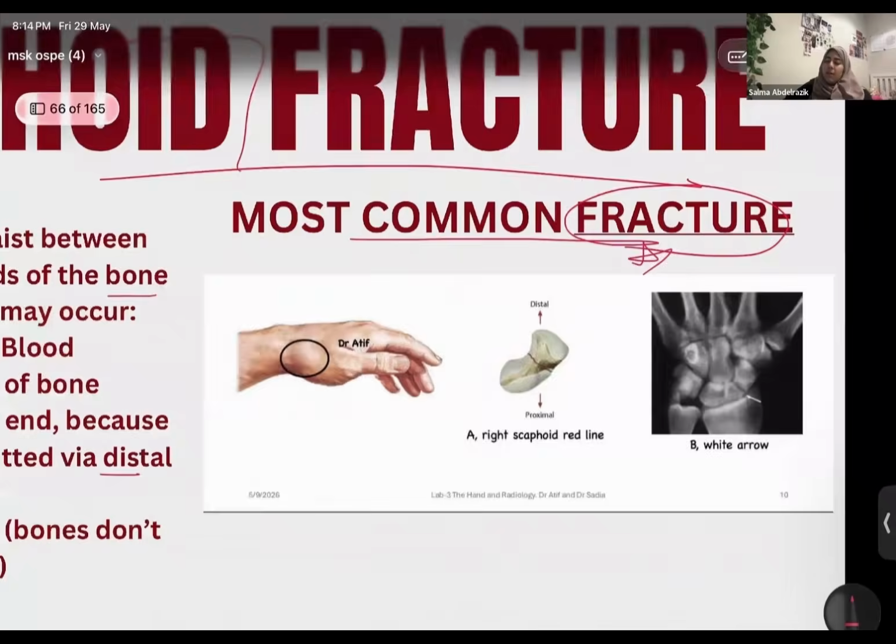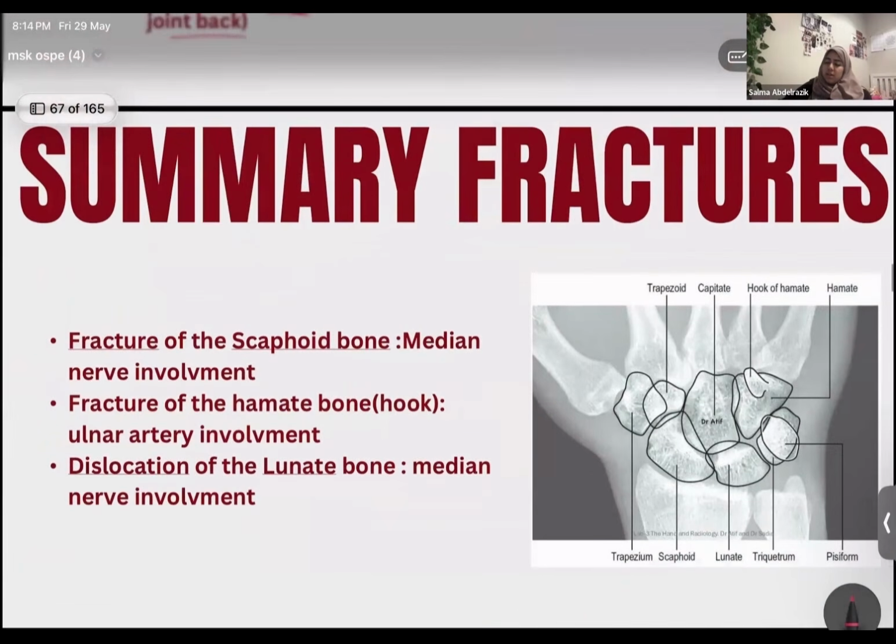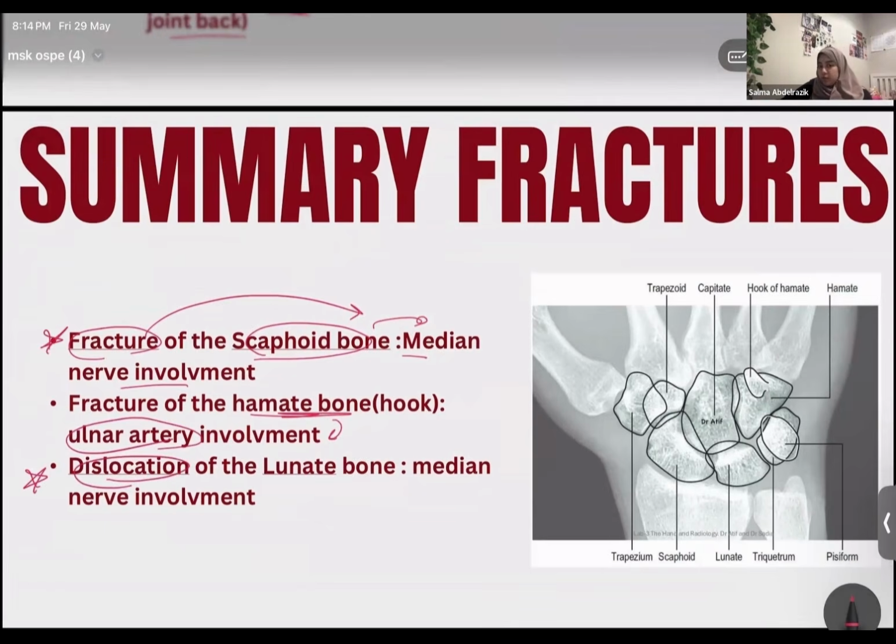Basically, all this is to say these 3 lines. The scaphoid bone has median nerve involvement. Fracture of it will affect the median nerve. Fracture of the hamate, like we said up, is an ulnar nerve involvement. Dislocation, the most common dislocation is lunate. The most common fracture is scaphoid. You should know the difference between the two. Lunate is median nerve involvement as well.